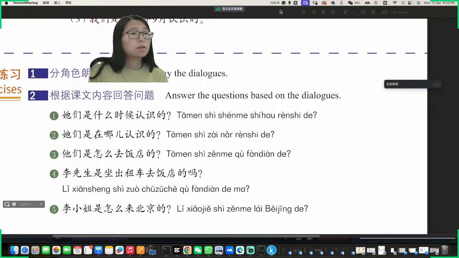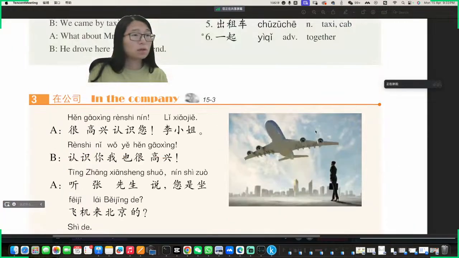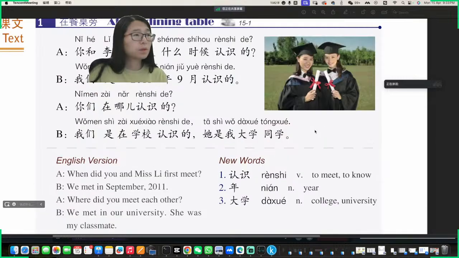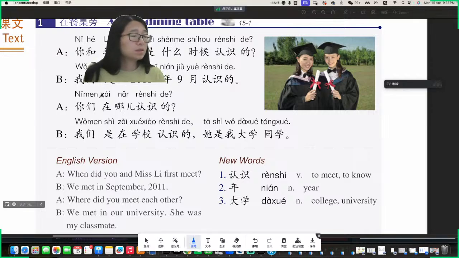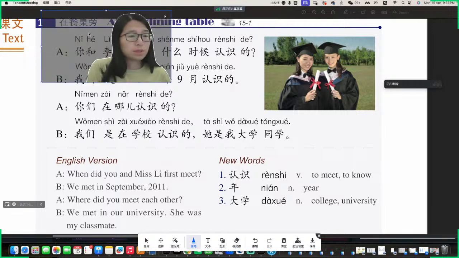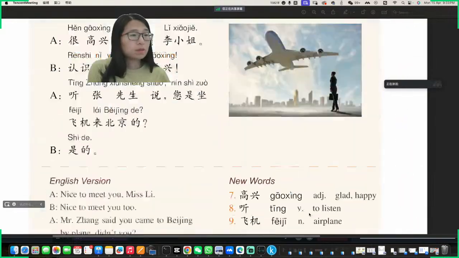他们在哪儿认识的? What is the keyword? 在哪儿, right, so we just go back to find the keyword 在哪儿. Guys, have you found it? It's here, 在哪儿. And then you will find the answer, 在学校, at school, 在学校. Now let's move on to question 3. 你再看看第三个.